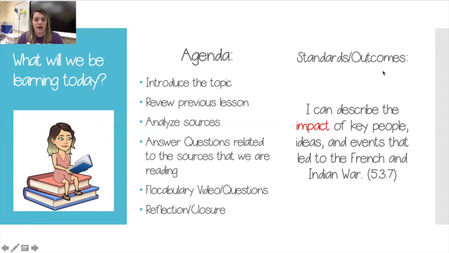So today, our standard and outcome is written in an I can objective. I can describe the impact of key people, ideas, events that led to the French and Indian War. I put impact in red, more so to put an emphasis on the strong effect or the influence of it. So what was the impact of the key people? And today our key people will be the French, indigenous cultures, the British, and the colonists. So the impact of all these key people, ideas: the purpose, the plan, the goal, the intentions behind everything, and events, something that happens especially of importance.